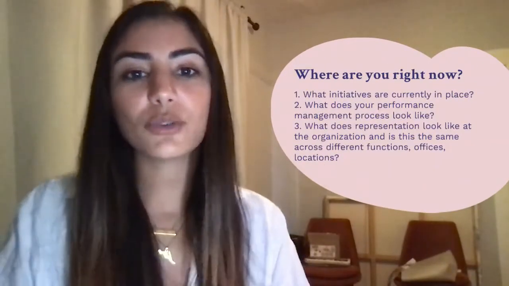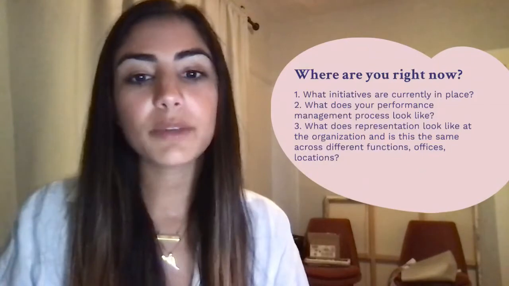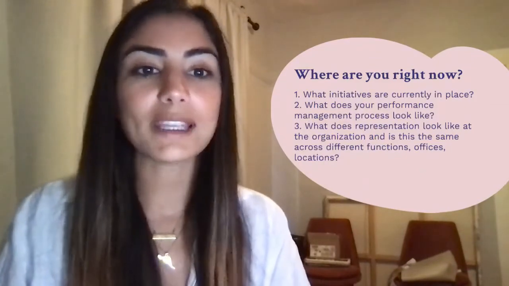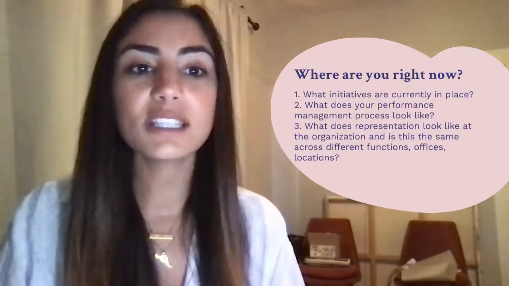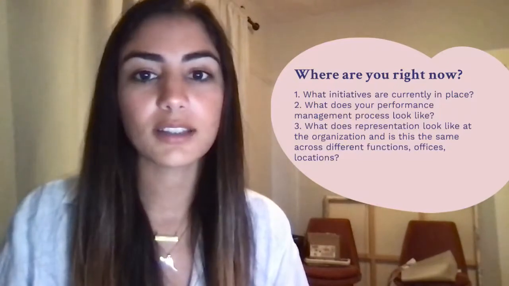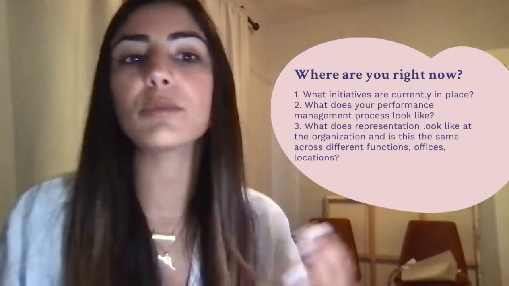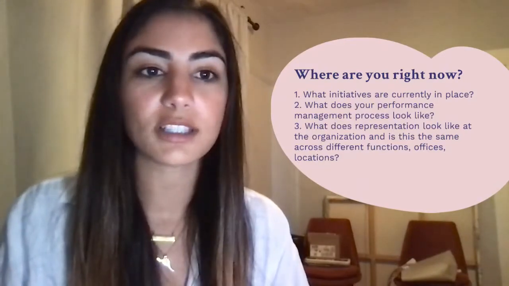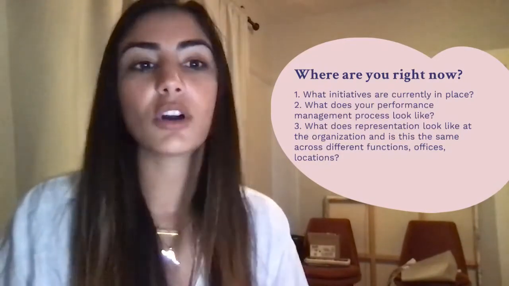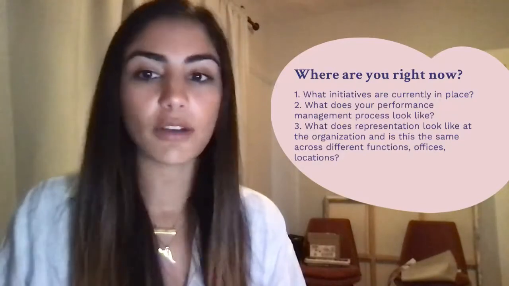Once you've identified your why, assess where your company is at in terms of D&I right now. What D&I initiatives are currently in place? What does your performance management process look like? What does representation look like across the organization? Is this the same across locations, functions, different offices?